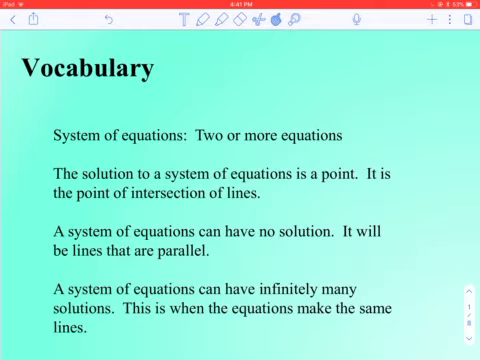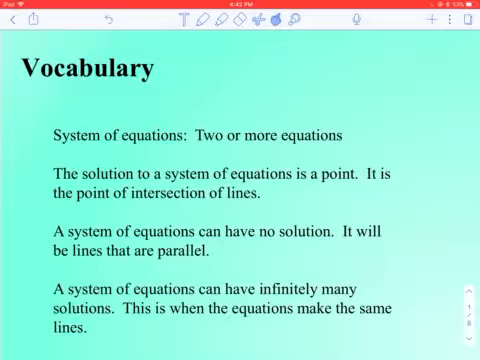So to start with, a system of equations is two or more equations. So we're going to be working with basically two equations today. The solution to a system of equations is going to be a point, and it is written as an ordered pair if we have two solutions. It's called an ordered triplet if we have three, but we're just working with two lines today. Because we're working with lines, it's the point where the two lines intersect.